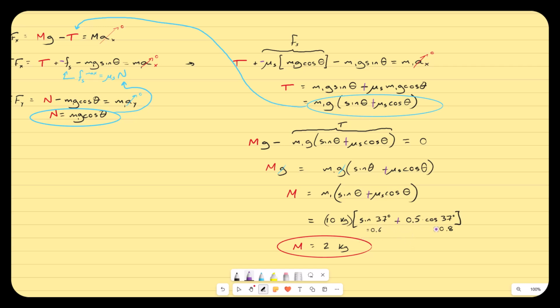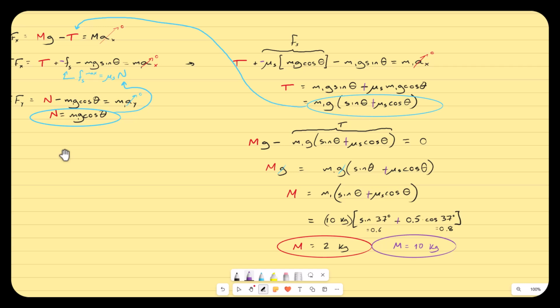Now, 0.5 times 0.8 is still 0.4, plus 0.6 is 1, times 10, that's 10 kilograms, and I didn't have to re-solve the problem. There's my answer to the second question.